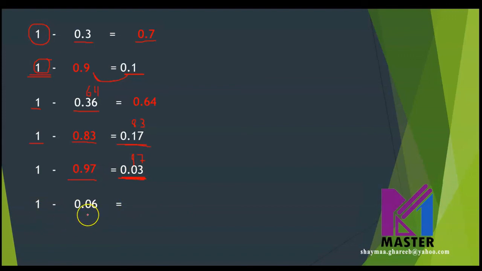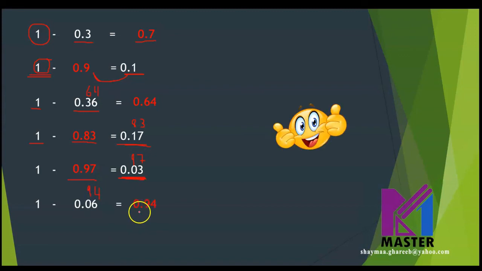1 minus 6 hundredths. So when I take 6 hundredths from 100 hundredths, I will have 94 hundredths. The 6 needs a 4 and the 0 needs 9. So it is 0.94 or 94 hundredths. So remember, the sum of the hundredths together should add up to 100. So 6 hundredths and 94 hundredths equals 100 hundredths, which is the 1 whole.